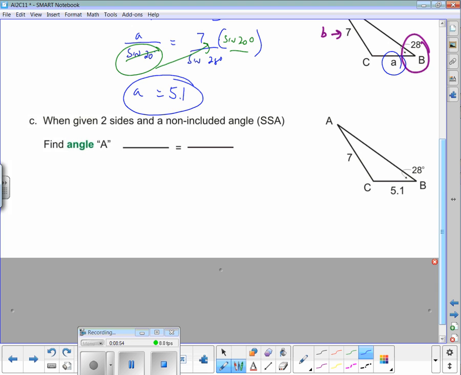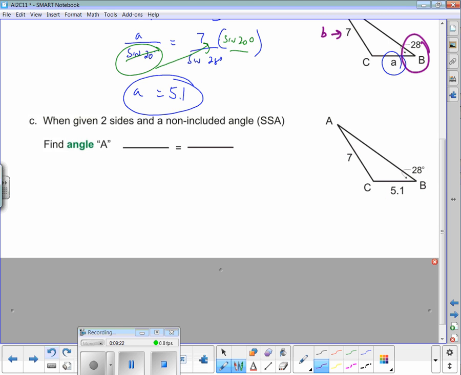Okay, in this example, we're asked to find angle A. So in this one, we're given side-side-angle. And again, if you look at the triangle here, here's a side, and the angle comes after the sides, meaning it's not included. It's not between the two sides. So that's the scenario, side-side-angle, and we're going to try to find angle A.